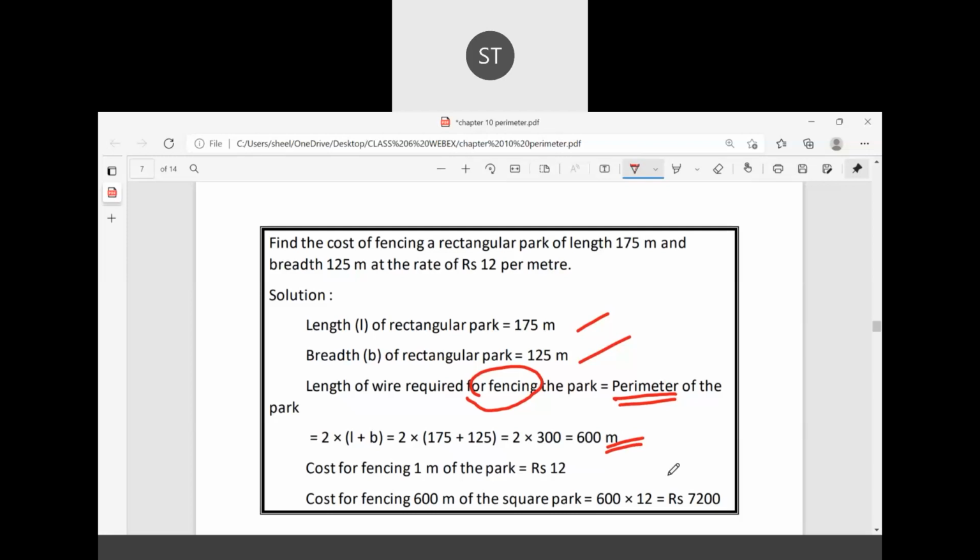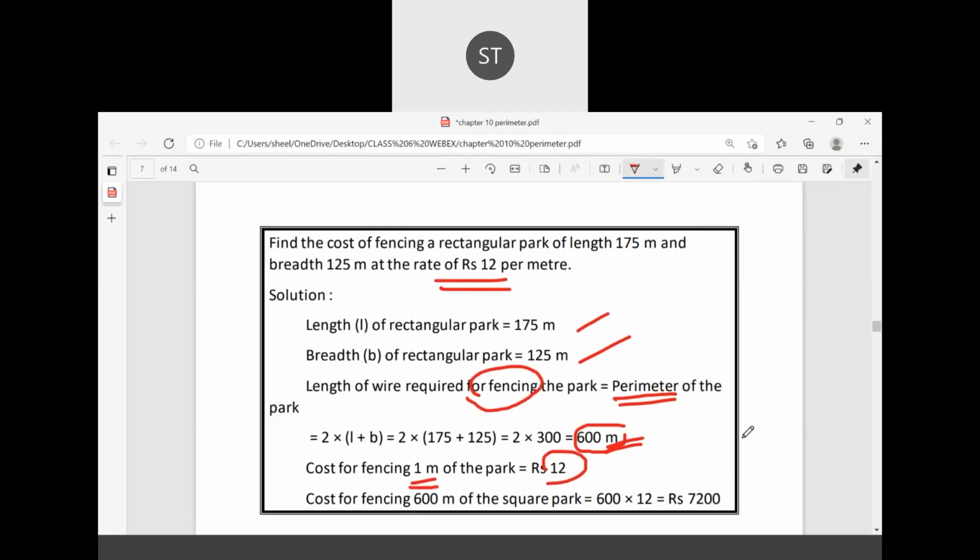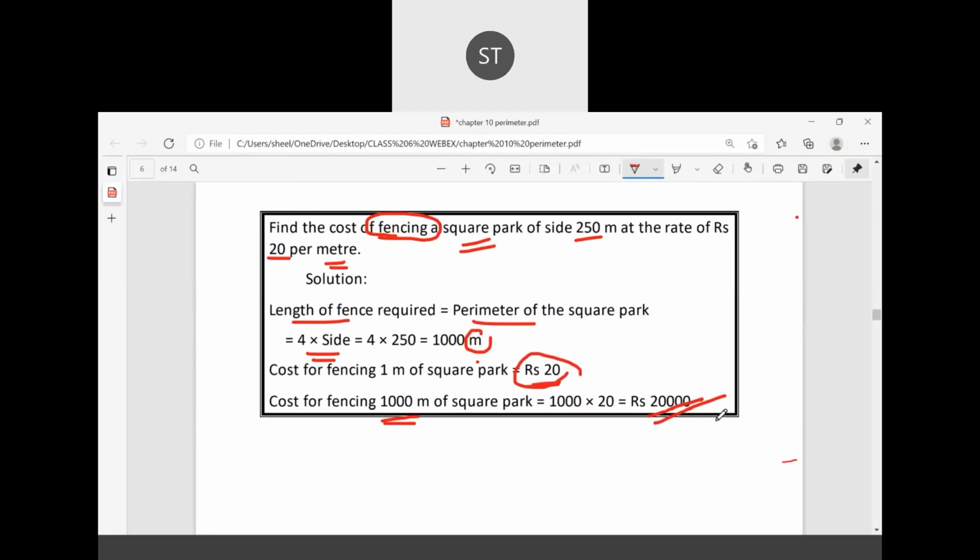Now what is the next part? Cost per meter is given. Cost of fencing for 1 meter is equal to rupees 12. So fencing for 600 meter, that is all together its perimeter. So 600 meter should be multiplied with the 12. So 7200 only, right? In this and the last question, the cost is asked.